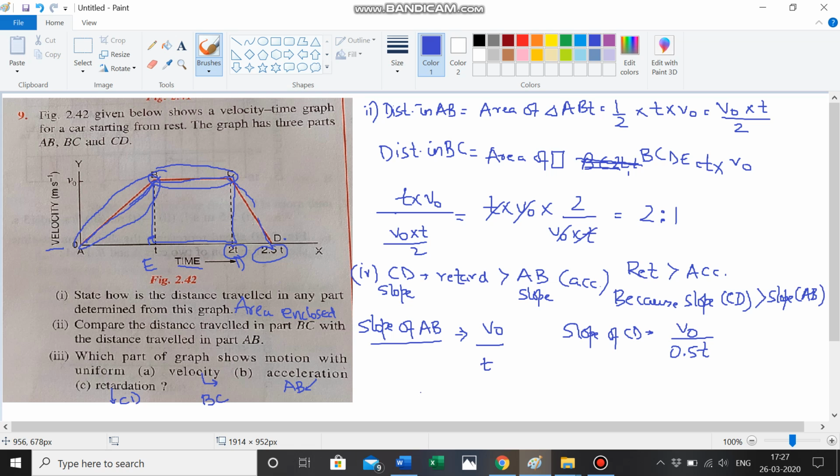So let's compare the magnitude of acceleration and retardation. Acceleration is v0 upon t, divided by v0 upon 0.5t, which is equal to v0 upon t into 0.5t upon v0. This gets cancelled, this gets cancelled. So I'm left with 0.5 is to 1, which is 1 is to 2.